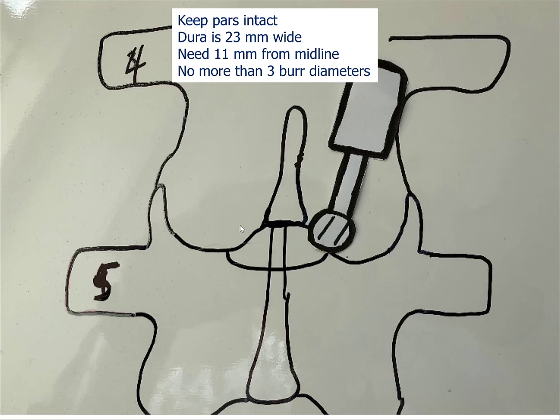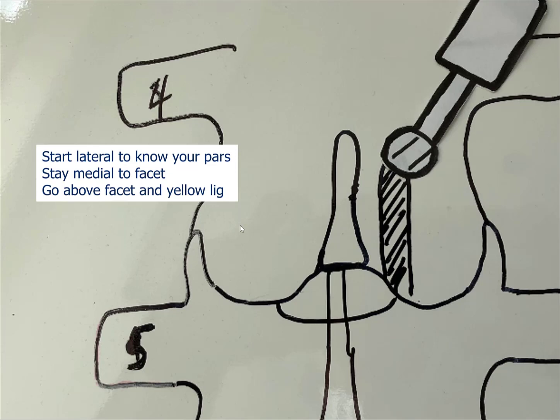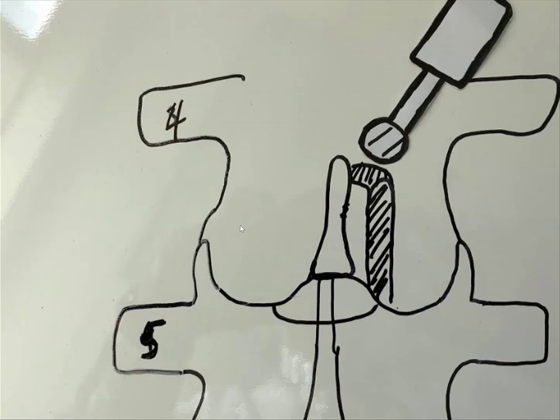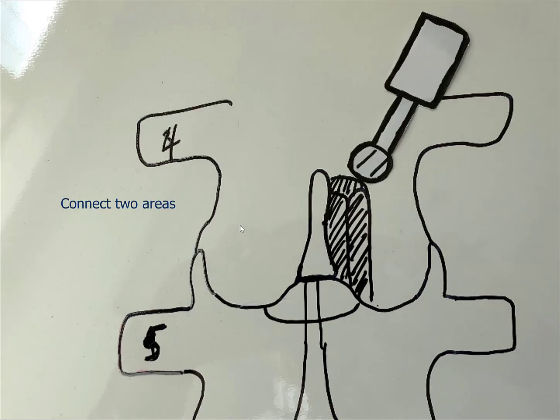The dura, if you look at Rene Louis' article, is 23 millimeters at L4, so you need 11 millimeters from the midline. It's 3 millimeters for a burr, so you need 3 burrs, basically. And you have to keep the pars intact, so you have to know where your pars is. I make the first cut with 3 burr holes, and I try to go above the ligamentum flavum. I know where it is just from experience. And then I connect the two.